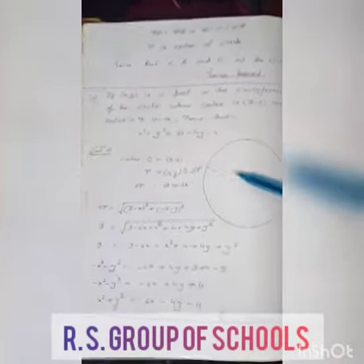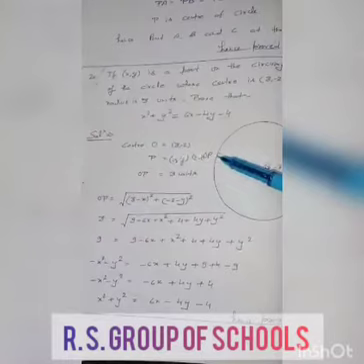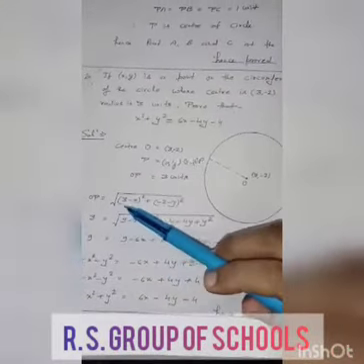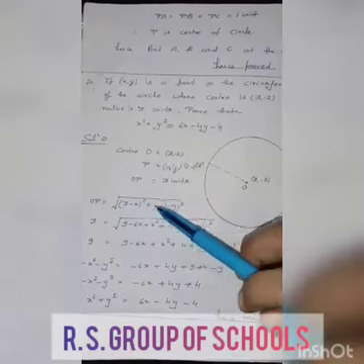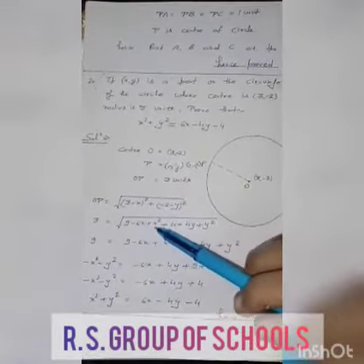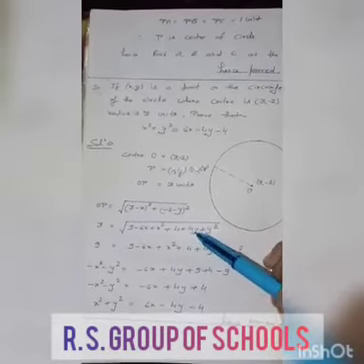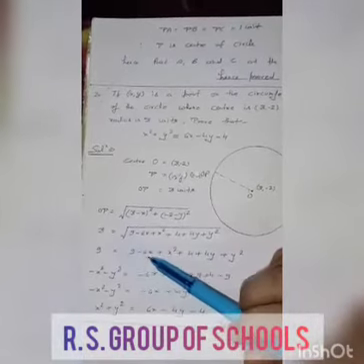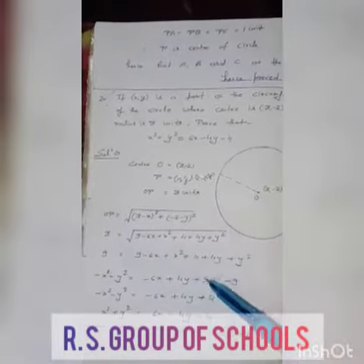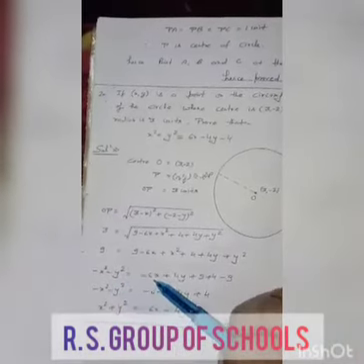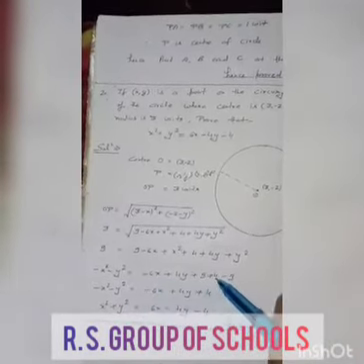We have the formula for the distance between 2 points: root of (x1 minus x2) whole square plus (y1 minus y2) whole square. Then OP equals root of (3 minus x) whole square plus (minus 2 minus y) whole square, which is 9 minus 6x plus x square plus 4 plus 4y plus y square. Now taking square on both sides, 9 equals 9 minus 6x plus x square plus 4 plus 4y plus y square.